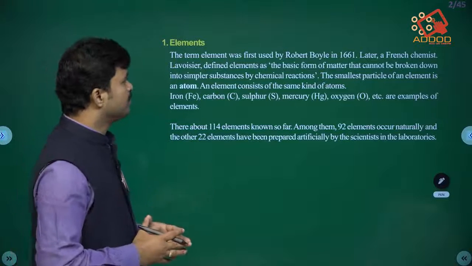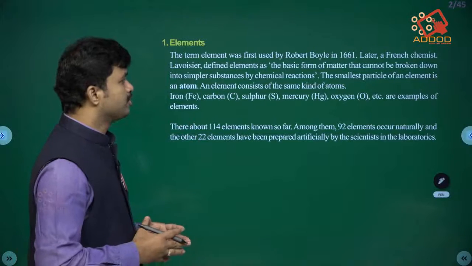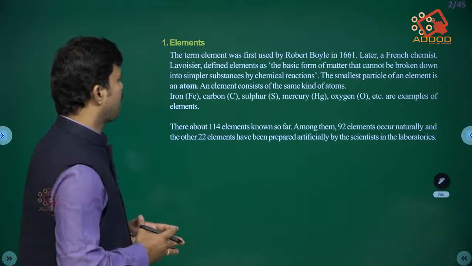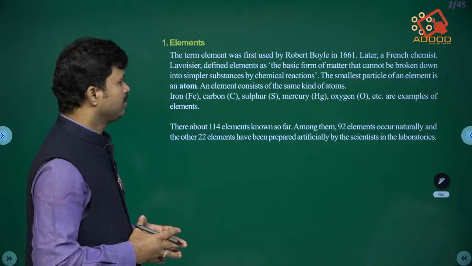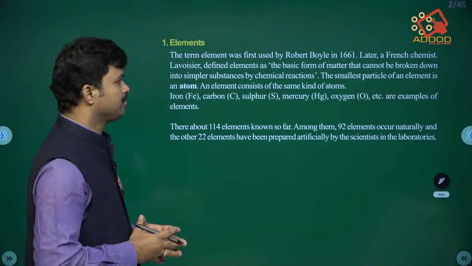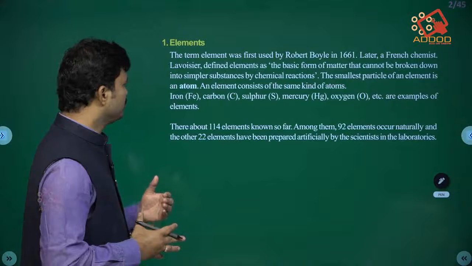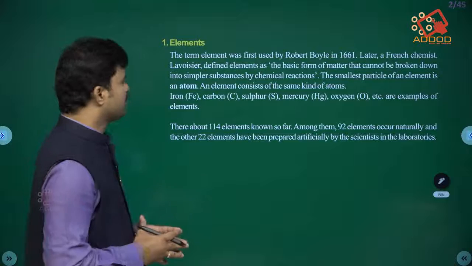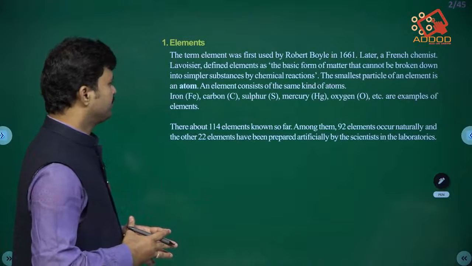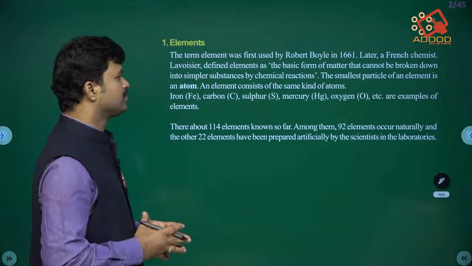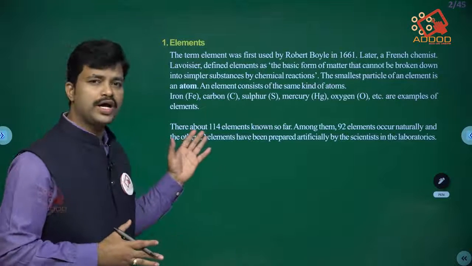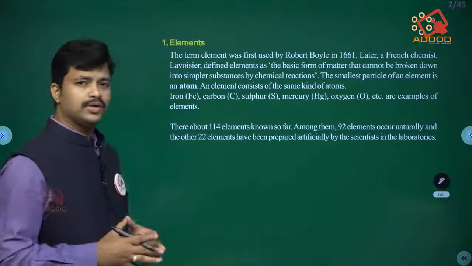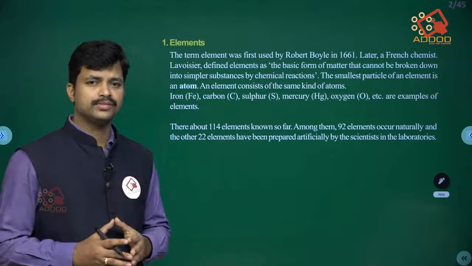The term element was first used by Robert Boyle in 1661. The latter, a French chemist, Lavoisier, defined element as the basic form of matter that cannot be broken down into simpler substances by chemical reactions. The smallest particle of an element is an atom. An element consists of the same kind of atoms. Here we have the examples: iron, carbon, sulfur, mercury, oxygen. Okay, element is a pure substance.